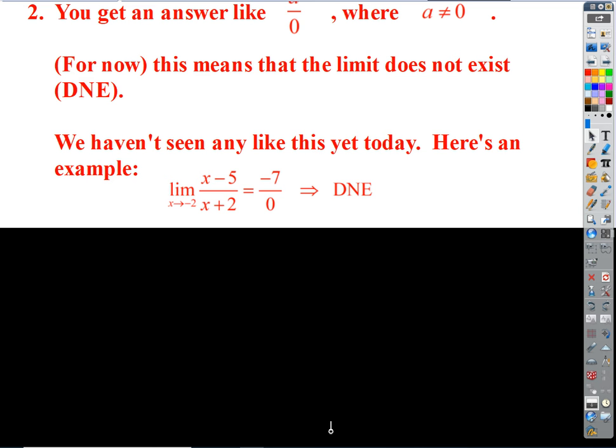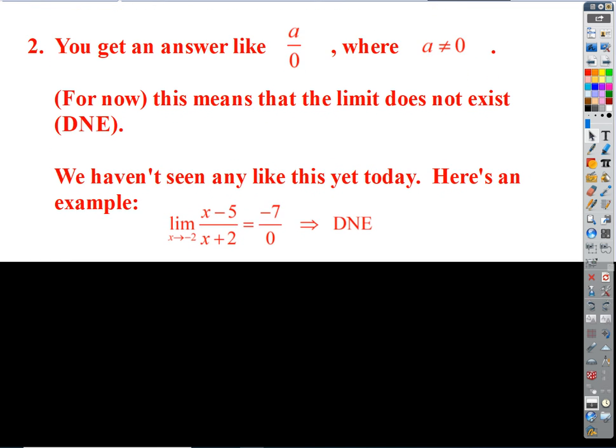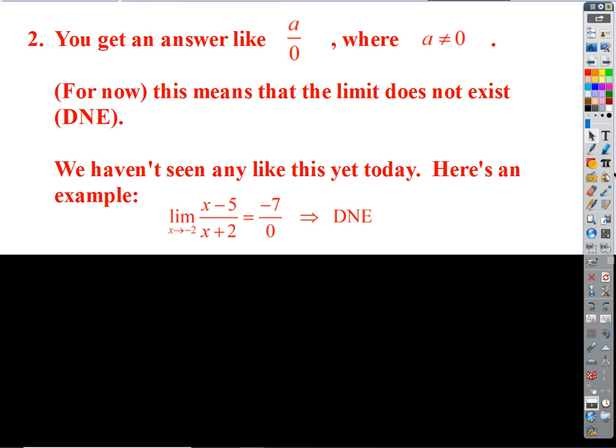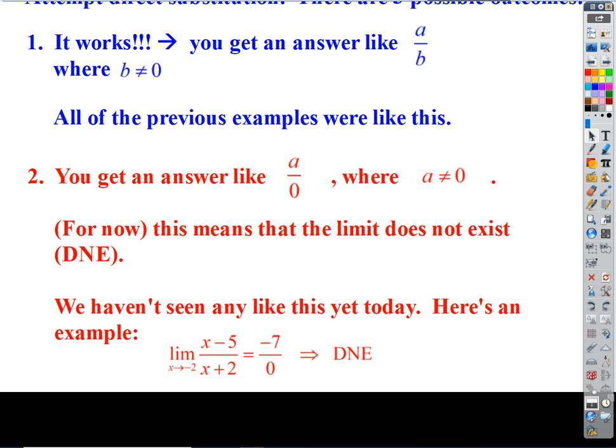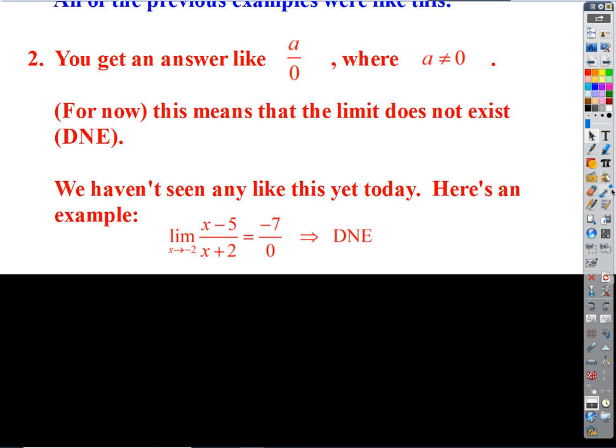But for now, we're going to be satisfied to just say if we get a number divided by 0 when I try to evaluate the limit directly, we're done. The answer is does not exist, no limit. Okay? So we got those. Those are the first two possibilities. Either it works or we get a limit that's not defined. The third one is the one that we're going to focus on, because those two are both pretty short and easy. Right on your assignment, if you get those, quick, you're done. You try direct evaluation and either you get an answer or it doesn't work.